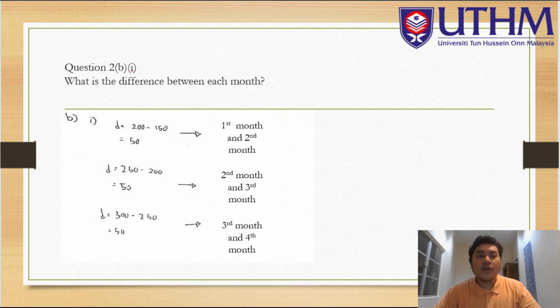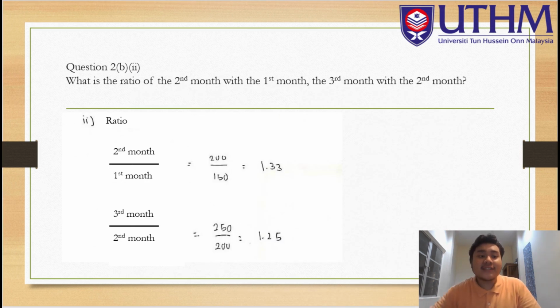For Part 1, the question is, what is the difference between each month? To answer this question, you need to find the amount of money for each month, and you will subtract the first month from the second month, the second month from the third month, and the third month from the fourth month. You will get the answer. The answer is 50.